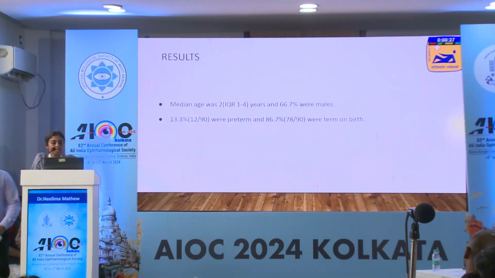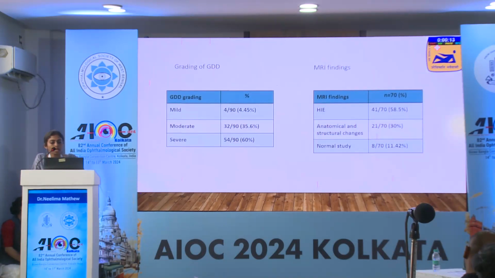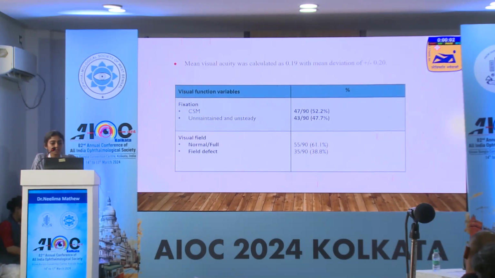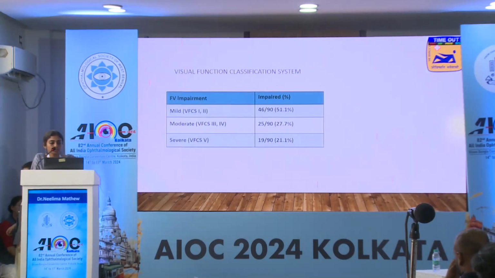Results include: our age range had a median of 2 years with interquartile range 1 to 4 years, 66.7% were males, and we found different associations of global developmental delay. Birth asphyxia was the most common etiology in our study, and MRI findings of hypoxic ischemic encephalopathy or PVL were more common with increasing severity of GDD. Ocular diagnoses were categorized, and mean visual acuity and other typical visual function was noted. Functional vision variables were also noted.